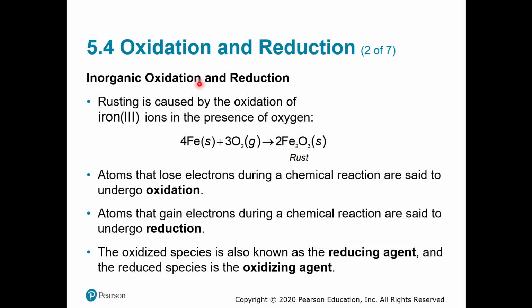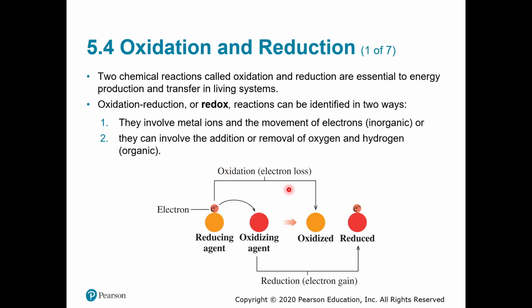So remember, metals typically lose electrons. So the species that's reduced is going to be the one that gained electrons, right? That's going to be the oxygens. The one that was oxidized was the irons, right? They lost electrons. Interesting side note to this is oxidation's name comes from what oxygen does to things. So oxygen oxidizes stuff, right? It causes oxidation.